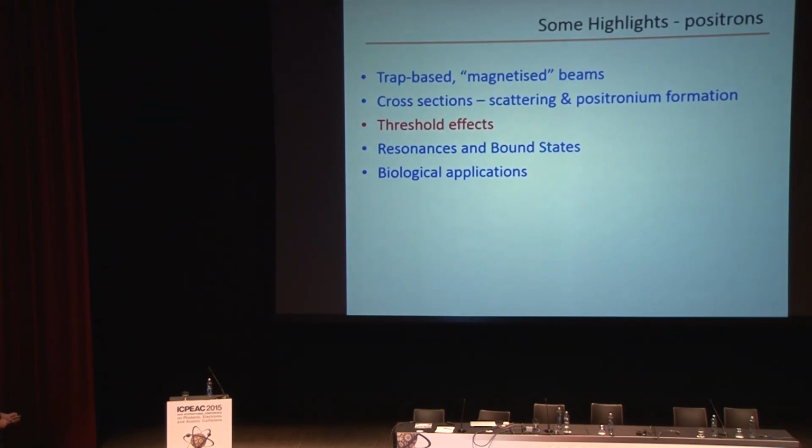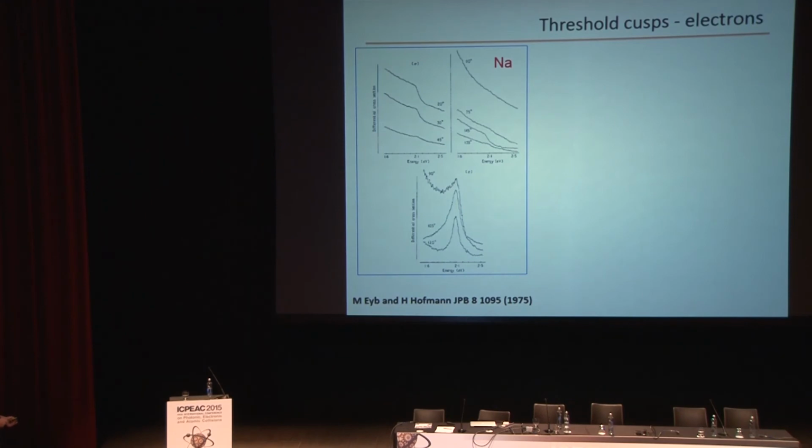Threshold effects. I need to go back again to the 70s as the introduction to this. This was an experiment done in Germany on elastic electron scattering from the sodium atom in the region of the first excitation potential in sodium, which is the sodium D-line transition at 2.1 electron volts. What they saw were these amazing features that occurred in the elastic channel. This is the elastic scattering cross-section as a function of energy as it passes through the onset of the sodium D-lines.